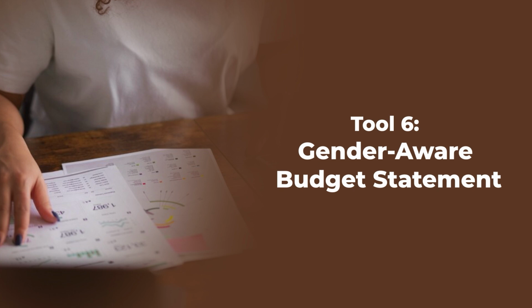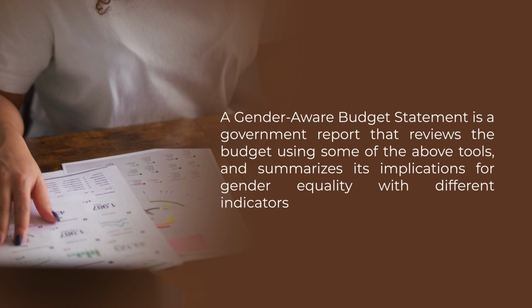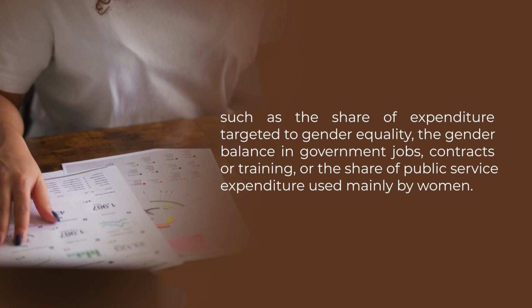This needs to be made by the specific government. The gender-aware budget statement is a government report that reviews the budget using some of the above tools. So far we have discussed 5 tools. They can use one of these tools, and based on the tools, they can provide a gender-aware budget statement and summarize its implications for gender equality with different indicators such as the share of expenditure targeted to gender equality, gender balance in government jobs, contracts or training, or the share of public service expenditure used mainly by women.